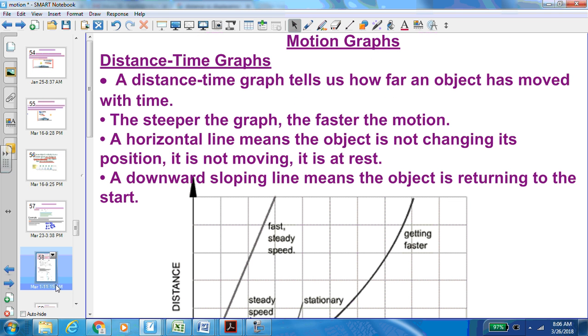Now, let's switch gears here because we've talked about different words that we use to describe motion. We have also looked at how you can mathematically express motion. Now let's look at how you can express motion using motion graphs. There are two different types of graphs that we're going to look at in our lesson right now. The first one is what we would call a distance time graph.